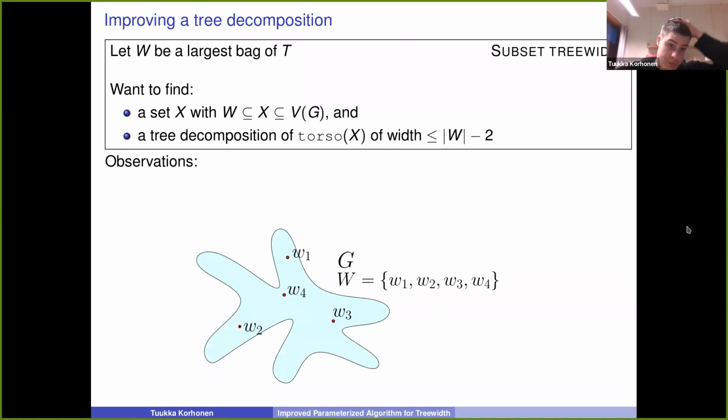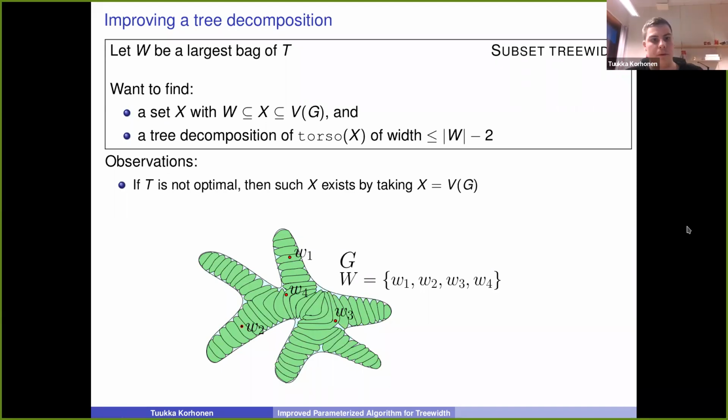Okay, and let's do some observations of what's going on. So the first thing that we should notice with the subset treewidth is that if this decomposition T that we originally have is not an optimal tree decomposition, then this kind of set X always exists. So there always is a solution for subset treewidth, just taking X to be all of the vertices of the graph and taking the optimal tree decomposition of the graph. So if X is all the vertices, then this torso of X is just the same as G.